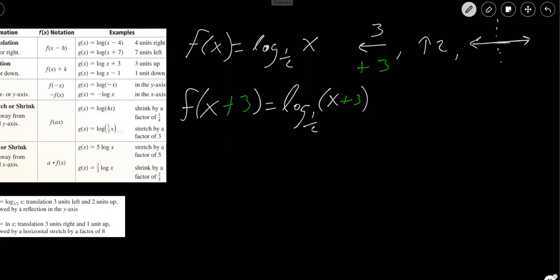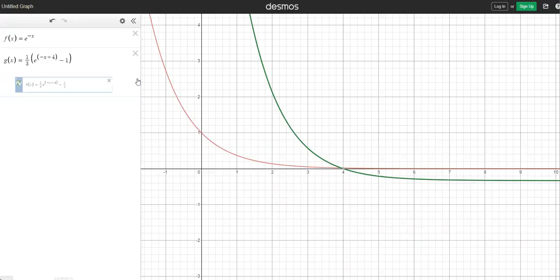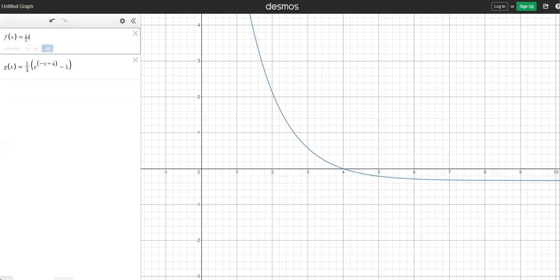And again, I can check this in Desmos pretty quickly. I'll go ahead and delete the first one. Log base 1/2. Let's see if I can actually do this. Oh, geez. Having some trouble here. Log base, let's see here. No.